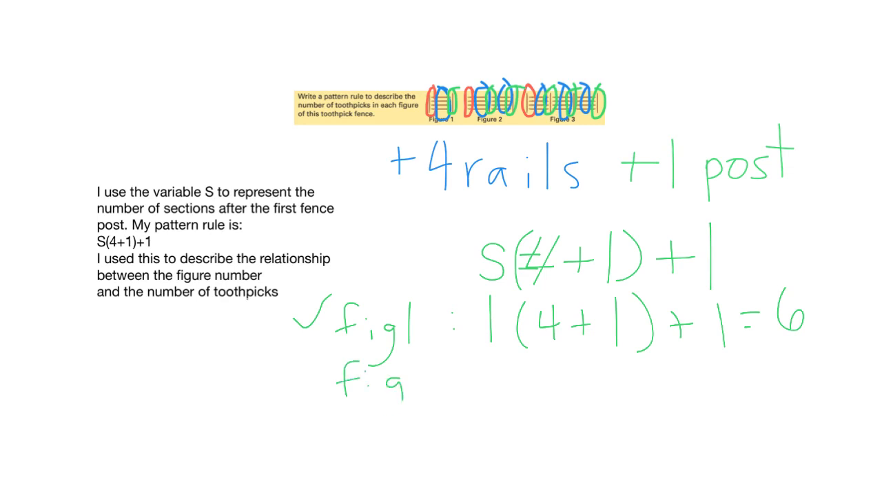Then we can do figure 2, which is 2 times 4 plus 1 equals 11, because this is 5 times 2 plus 1 is 11, which is correct again. So this is just another way that we can show our thinking and create a pattern rule from a model, from a visual model. I hope that this helps.